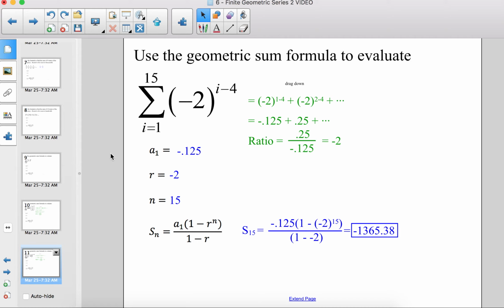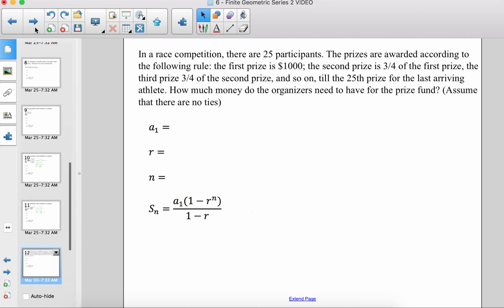All right, I know this goes to slide 15, so I got a couple more. Let's see what I got here. Oh, okay, word problems. This will be good. All right, I will read it to you. In a race competition, there are 25 participants. The prizes are awarded according to the following rule. The first prize is 1,000. The second prize is 3/4 of the first. The third prize is 3/4 of the second, and so on until the 25th prize for the last arriving athlete. How much money do the organizers need to have for the prize fund?